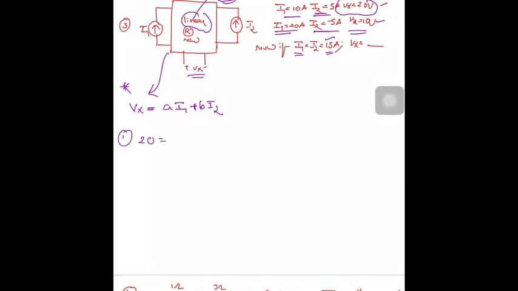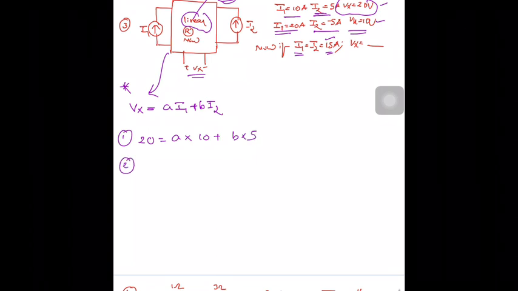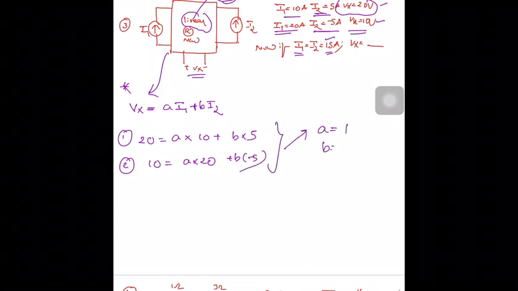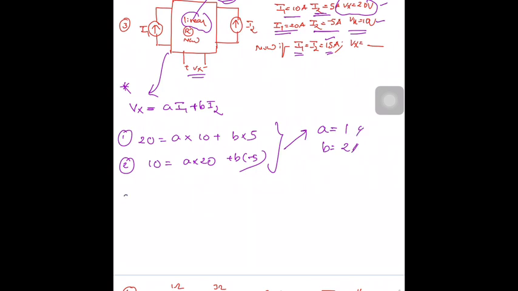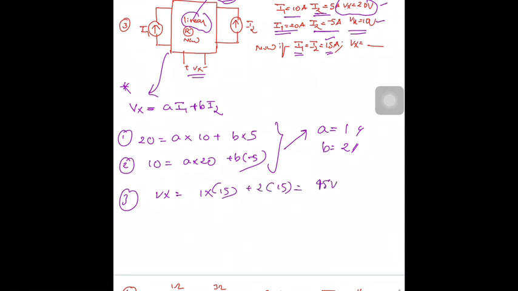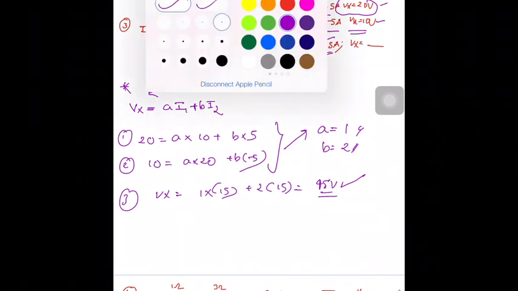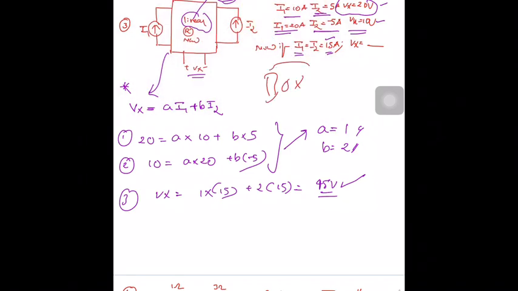So in the first case, V is 20: A into I1 which is 10, plus B into I2 which is 5. In the second case, V is 10: A into I1 which is 20, plus B into I2 which is minus 5. By solving, you get A is equal to 1, B is equal to 2. So now Vx is equal to A which is 1 into I1 which is 15, plus B which is 2 into I2 which is 15. What is the answer? 45 volts. Done. So these models are called box models.